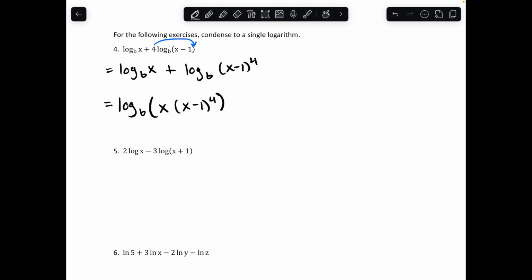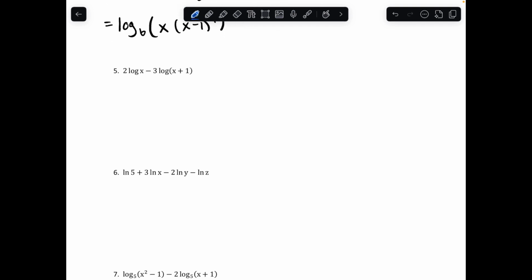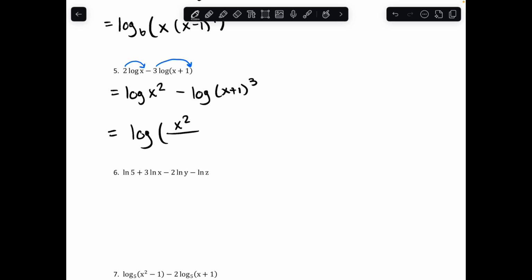Let's go ahead and check out number 5. Right away we can see there are some constants in front, and so I can drag those into the exponents. And so this then becomes log of x squared minus log of x plus 1 quantity cubed. This becomes log of x squared divided by x plus 1 quantity cubed. And so we've combined everything into a single logarithm. Let's check out number 6.